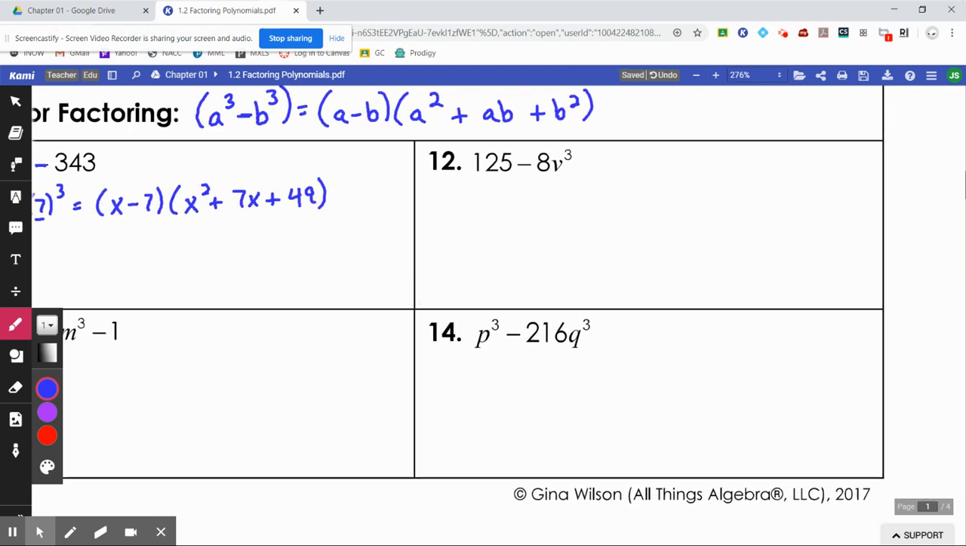Number 12, 125 is 5 to the third minus, I'm going to write 8 as 2 times 2 times 2, and then v would be v times v times v, so that'd be 2v to the third.